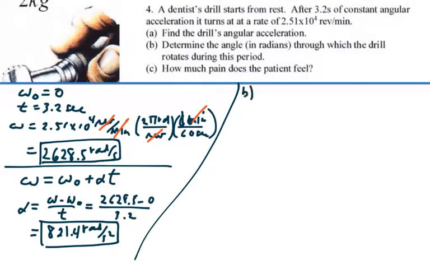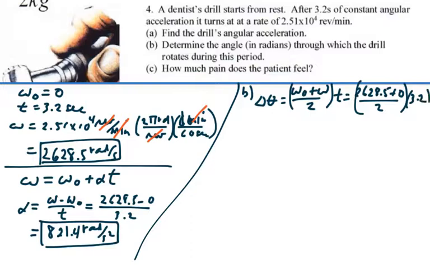Part B, determine the angle in radians through which the drill rotates during this period. We now know 4 rotational kinematic variables, so we can find the angle pretty easily. Even if we didn't know the angular acceleration, we would use rotational kinematic equation number 2, omega naught plus omega divided by 2, average angular velocity times time, which would be 2,628.5 plus 0 divided by 2 times 3.2, and that's equal to 4,206 radians.